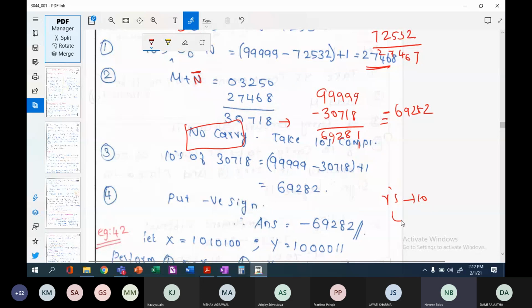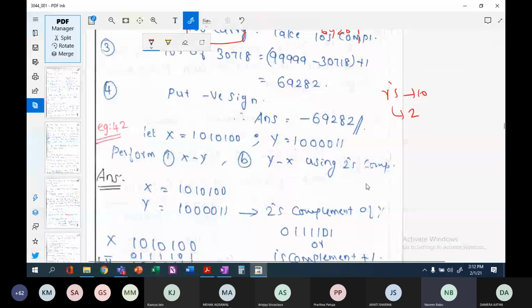In case your R value is 2, which is a binary value, then also the rule is the same. Let us quickly do that also. We have two binary numbers, X and Y. First, let us perform X minus Y and then let us perform Y minus X. We are performing X minus Y. So this is your X value, and this is your Y value.